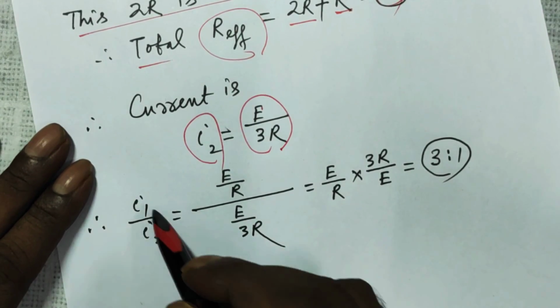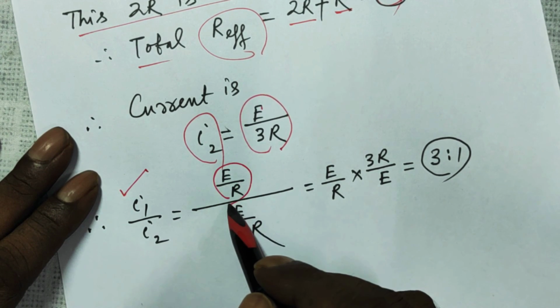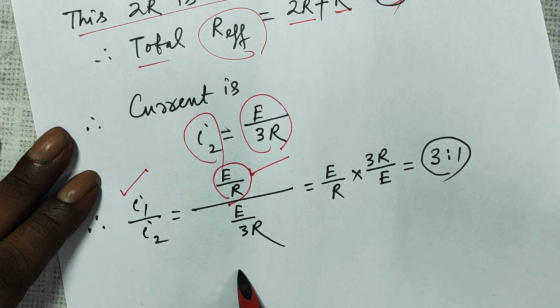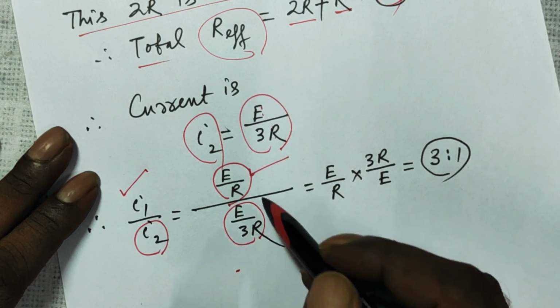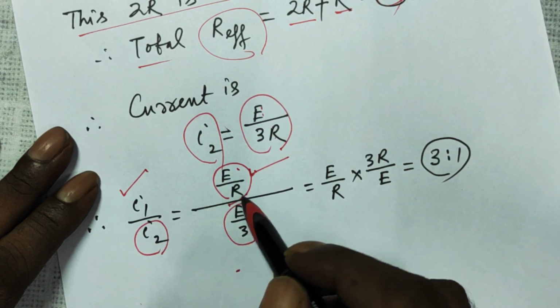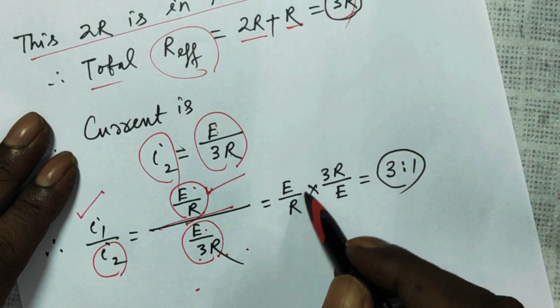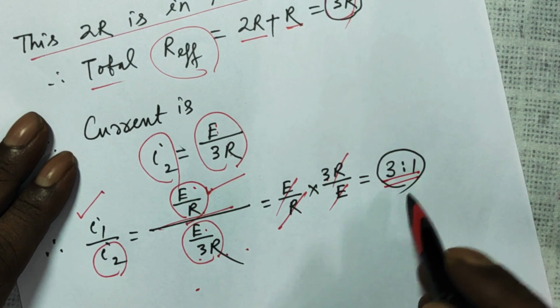The previous current I1 at t is equal to 0, we had found to be E over R, when the current was flowing through the capacitor. And after t is equal to infinite, the capacitor branch is blocked and the current I just found is E over 3R. And we are required to find the ratio. So E by R over E by 3R. R cancels, E cancels. We are left with 3, that is 3:1.